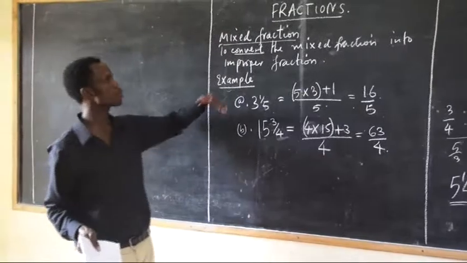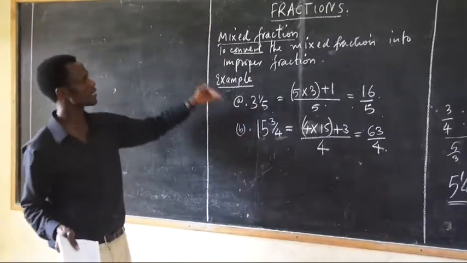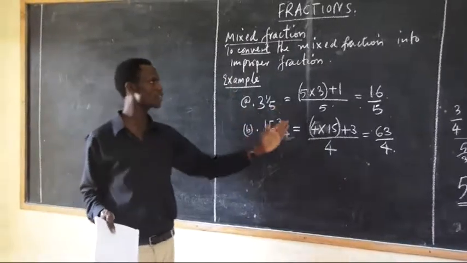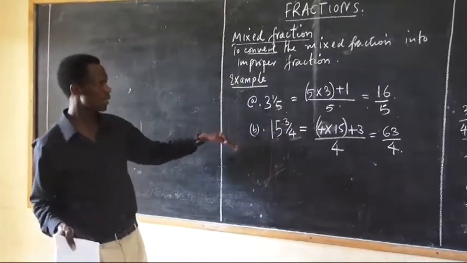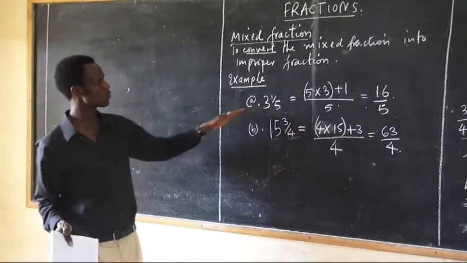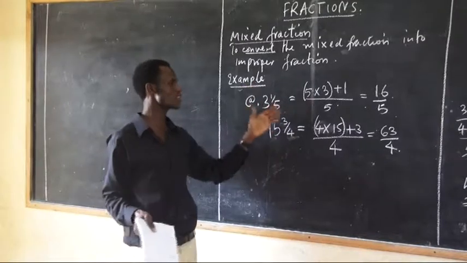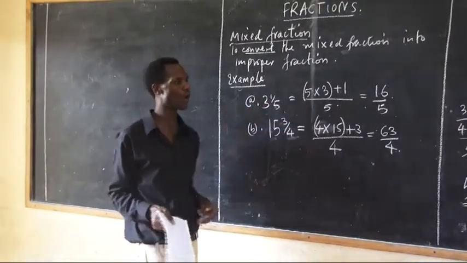After we have seen the types of fractions, the detail about the types of fractions, and we have seen how to convert the mixed fraction into improper fraction, now let us look at the operation of fractions. Operations on fractions. Now this is how we do.